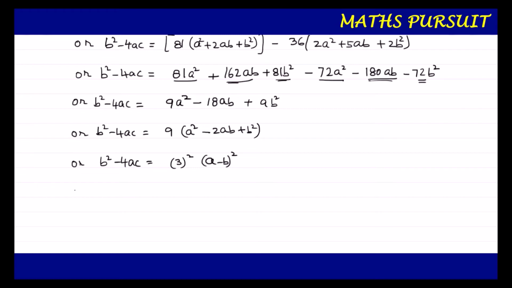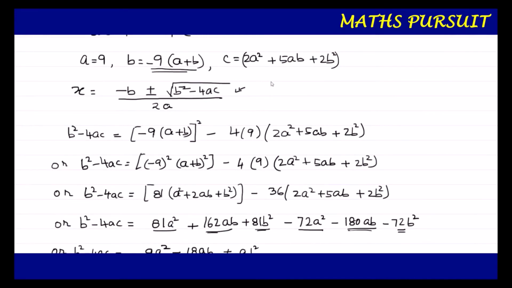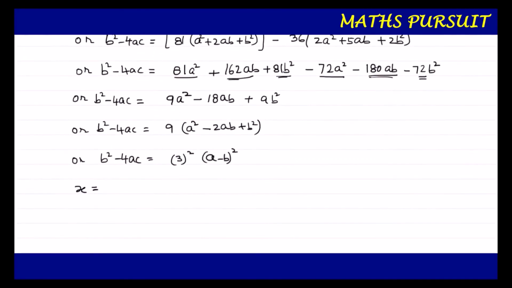So our quadratic equation formula says that x is equal to minus b. So minus b, what is the b value? We got b value as minus 9 into a plus b, if you look here. So b value is minus 9 into a plus b. Let us write, x is equal to minus b, so minus 9 into a plus b. This is what we have. Then plus or minus root over of b square minus 4ac.